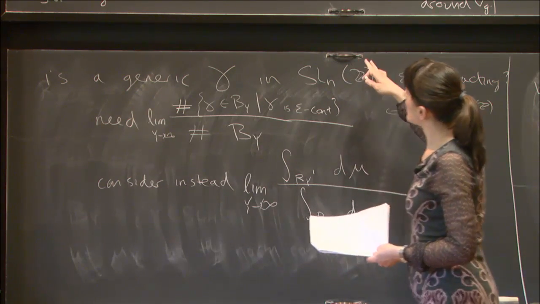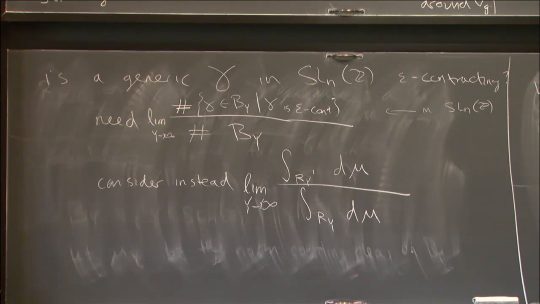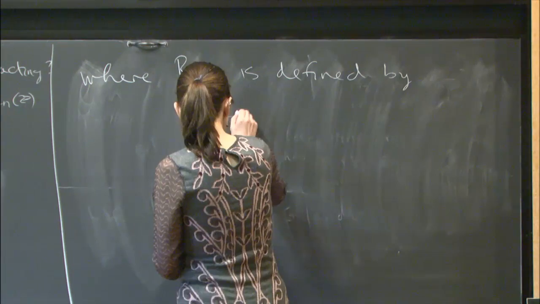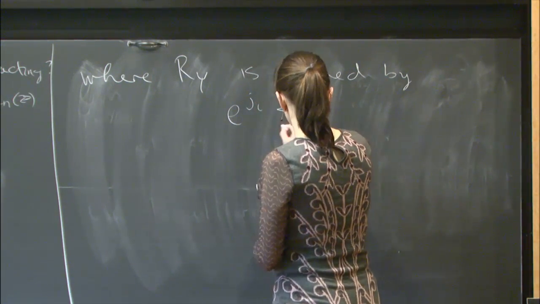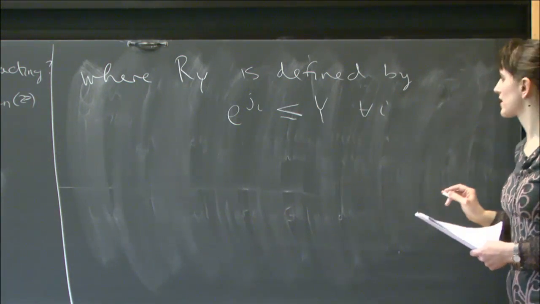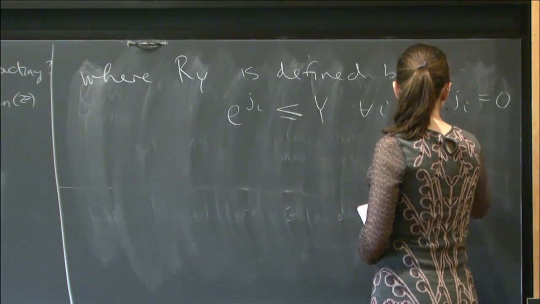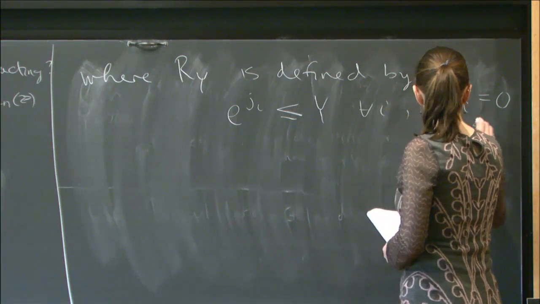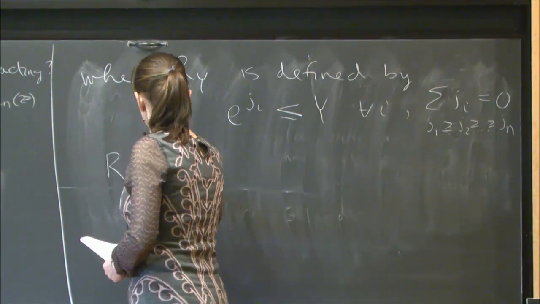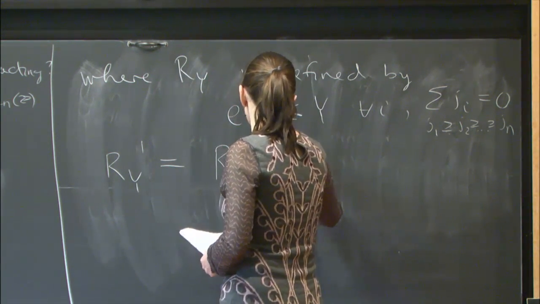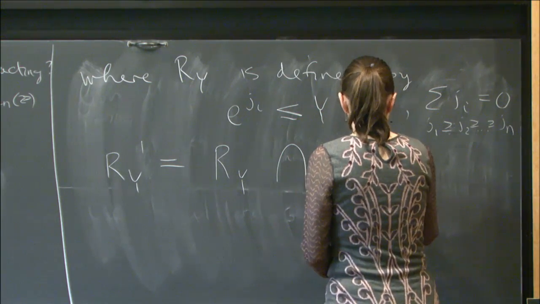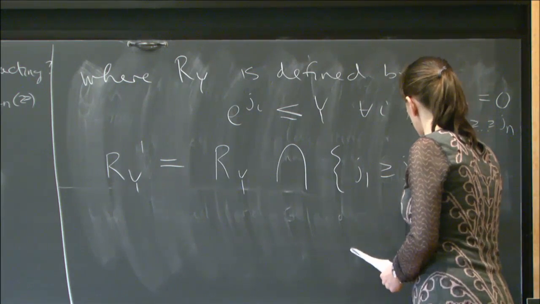And so norm for us is determined by the top singular value, the largest singular value of gamma. So this is going to be defined by the following things. You want e^(j_i) to be less than or equal to y for all i. Remember, if you write down e^(j_1) through e^(j_n), those are the singular values. And also the sum of j_i is 0, j_1 greater or equal to j_2, greater or equal to so on, greater or equal to j_n. Okay, and R_y' is just going to be the intersection of R_y with basically this condition that the top two singular values have a large ratio, which I'm going to write as j_1 is greater or equal to j_2 plus t for some fixed t.